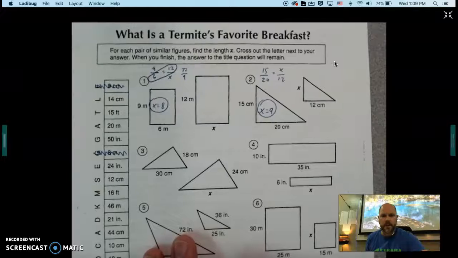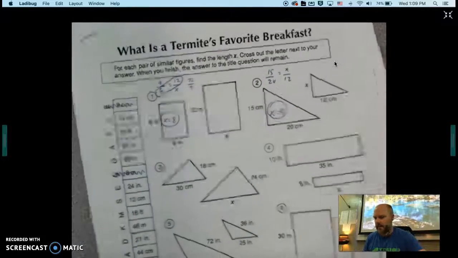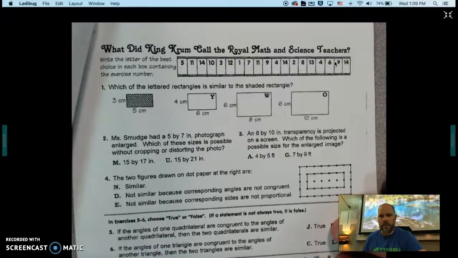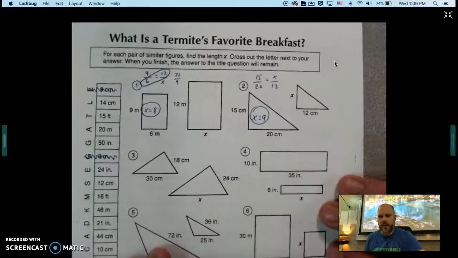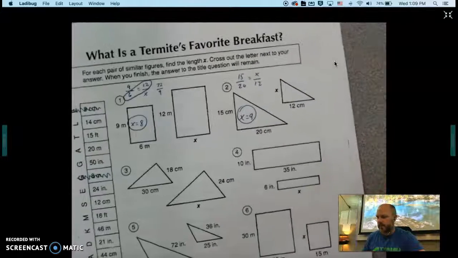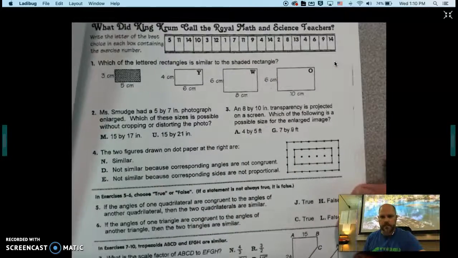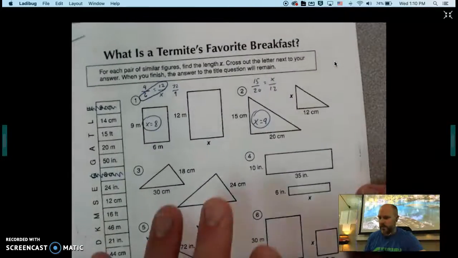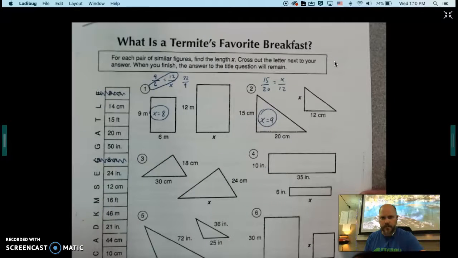Now, Miss Hoffman gave two worksheets. It was this one, and then on the back, there was this one. I just sent you an email saying you only had to do this front page. If this back page is too difficult, don't worry about doing it. Just focus on this side. Okay, and I wanted to work some of these out with you.